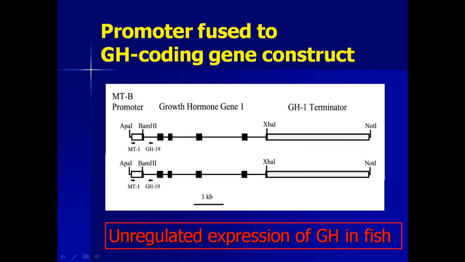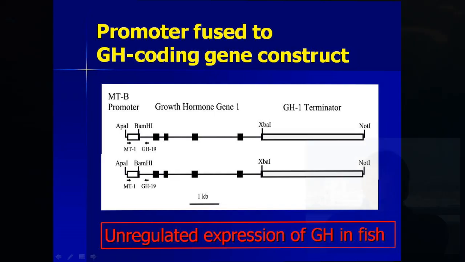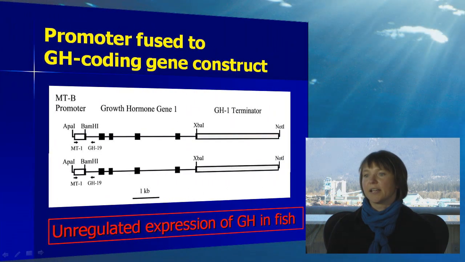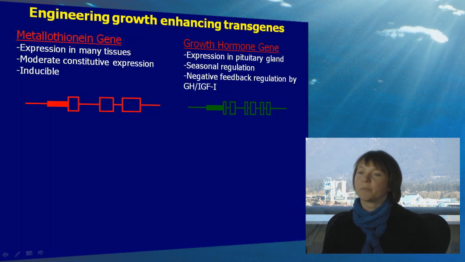So very basically, in order to make a transgenic fish, you have to take a promoter, which regulates the expression of a gene, and you have to fuse that to your gene of interest, which in this case is the growth hormone gene. That produces your gene construct, or your transgene, which you then insert into the fish. And for this specific strain, you end up with unregulated expression of growth hormone. So I'll go through this in a bit more detail.